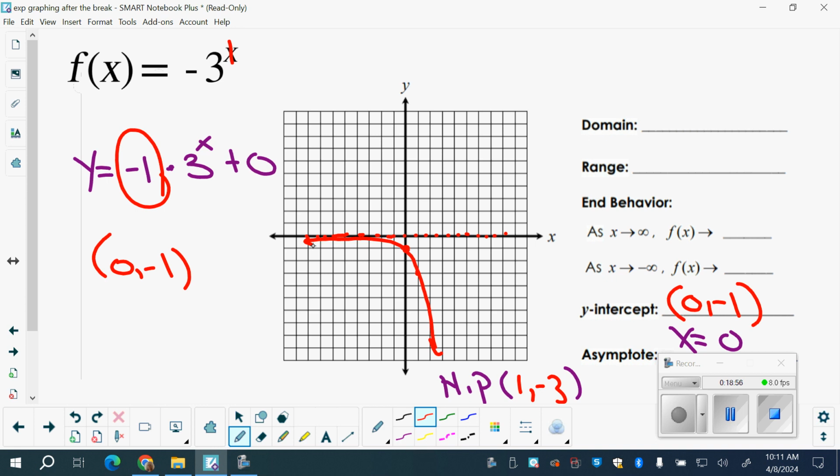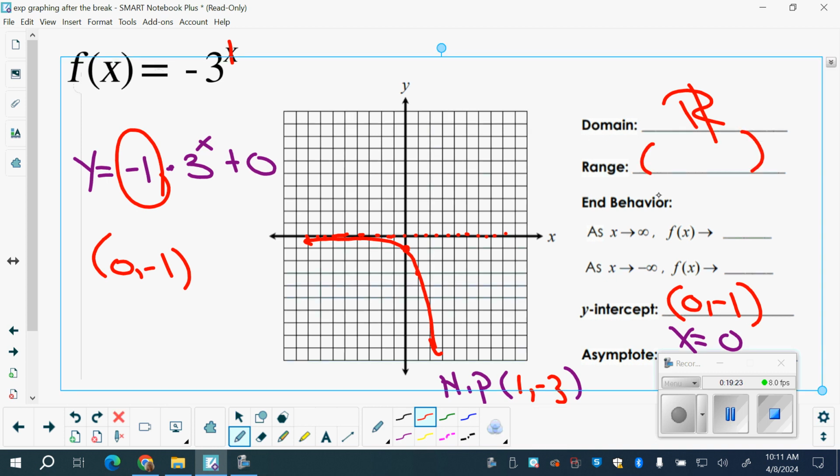Now, let's fill out the top. It's a little bit tricky. So I'm going to walk you through the top. Domain is still all real numbers. That is awesome. But I want you to stop real quick. Everyone's watching me. Remember we talked about an elevator. It goes from the bottom floor to the top floor. So I want you to write the range from the bottom up to the top.